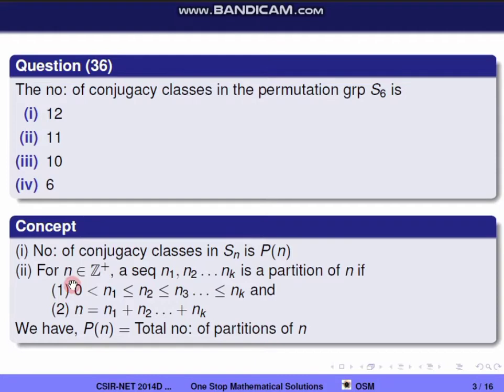For n belonging to Z plus, a sequence n1, n2, etc. up to nk is a partition of n if 0 is less than n1, less than or equal to n2, less than or equal to n3, up to less than or equal to nk, and n can be written as the sum n1 plus n2 plus etc. up to nk. So now we'll move on to the question.